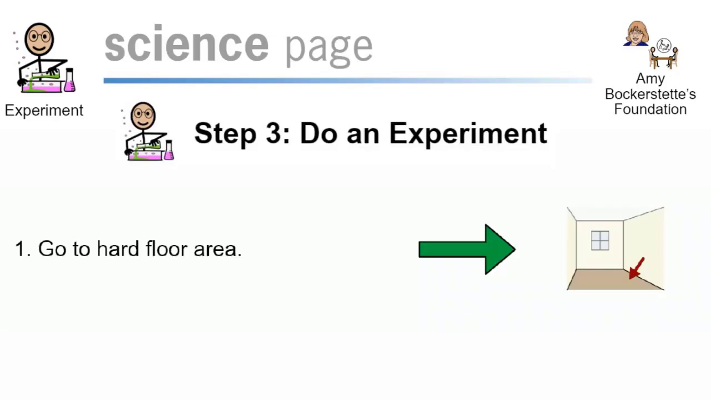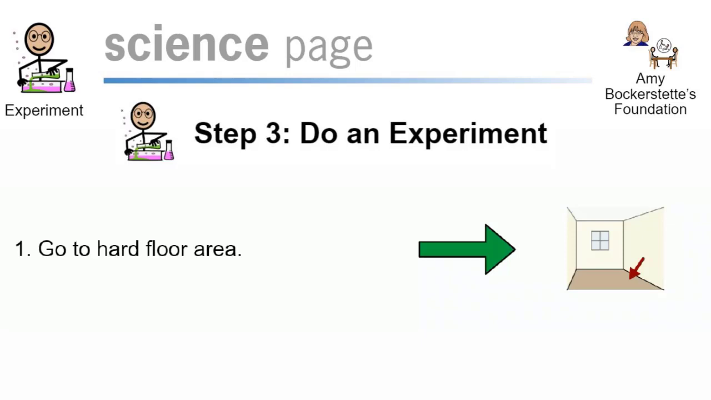Now it's time to look at the directions for the experiment. What are we going to do? It's always important to read through these instructions or directions before you actually perform the experiment. This way you can plan ahead. You know what comes next. For this experiment, we're going to start out on a hard surface.